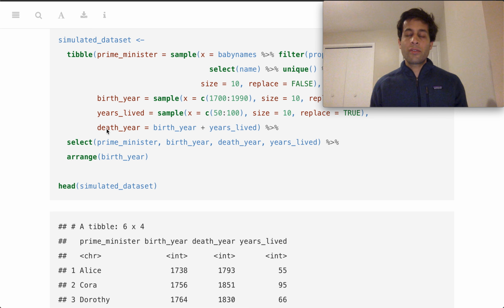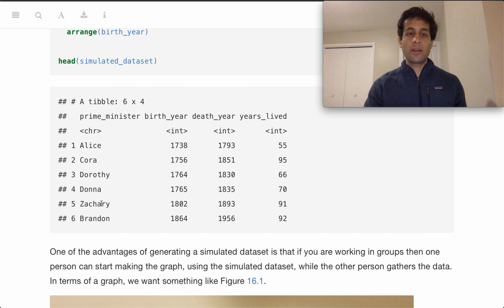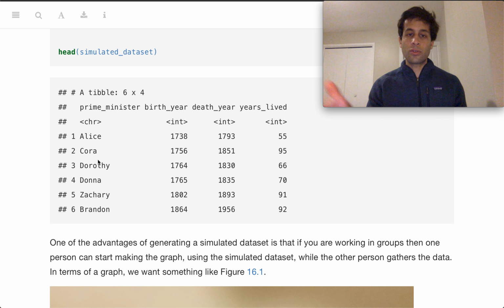We also start to think about the appropriate classes because it's clear that our prime minister is probably going to be a character class, whereas birth year, years lived, and death year are probably going to be well placed as integers. Anyway, once we sample this, we end up with an example dataset, and so this looks pretty good. And so if I had a partner, I could give this dataset to them, and they could go off and start doing some graphs.